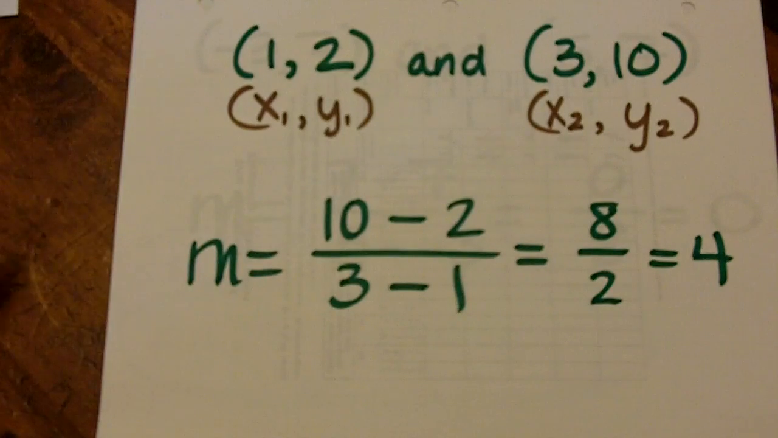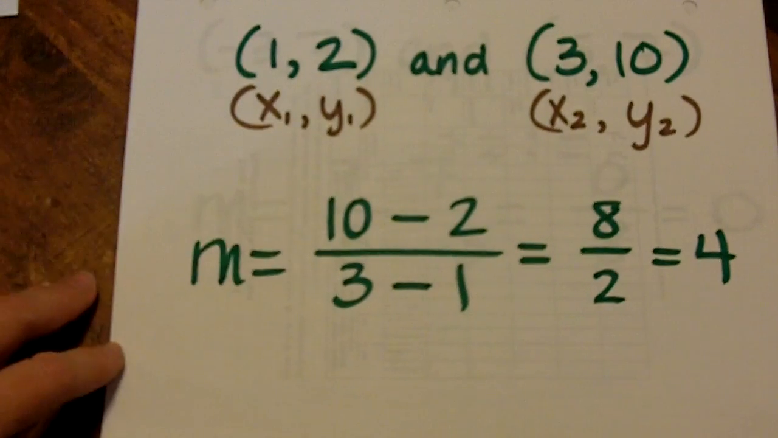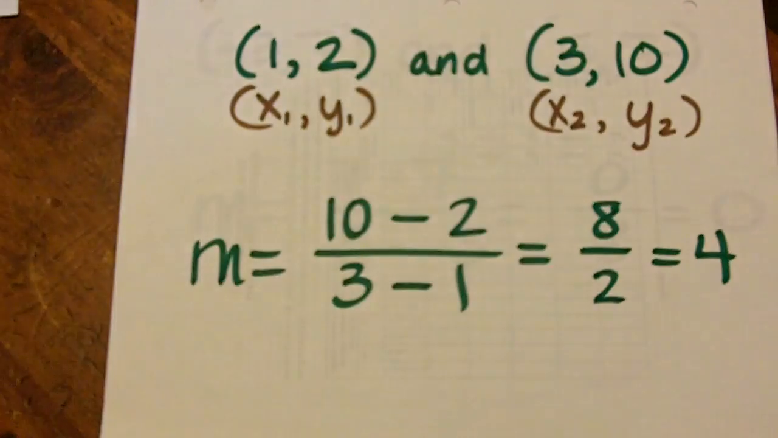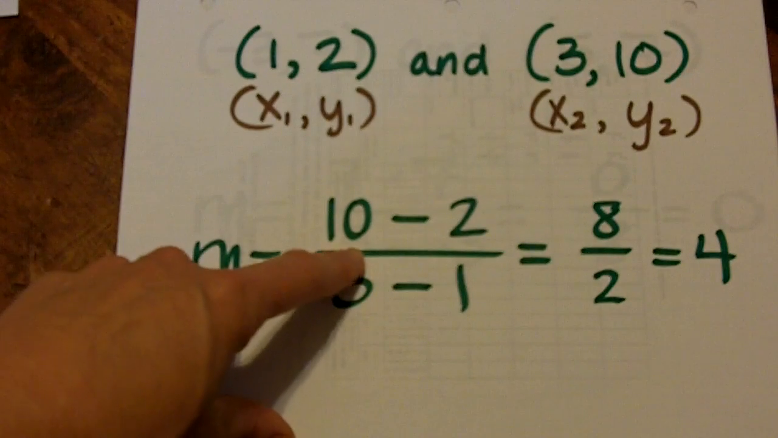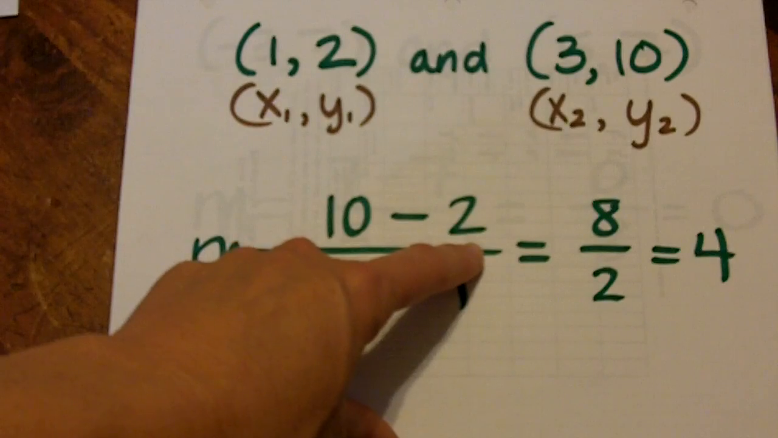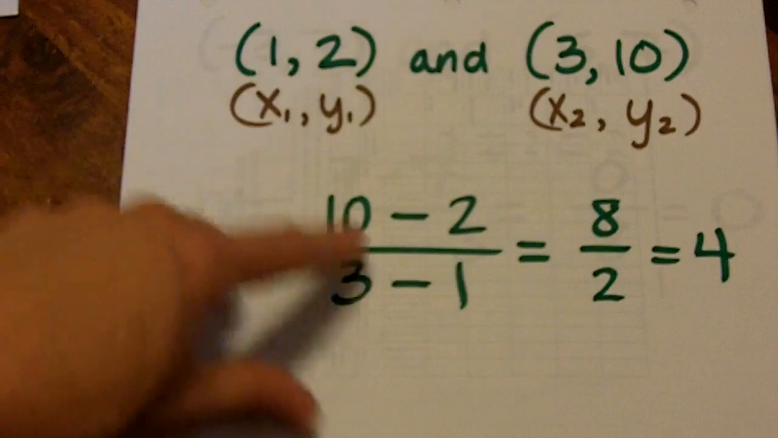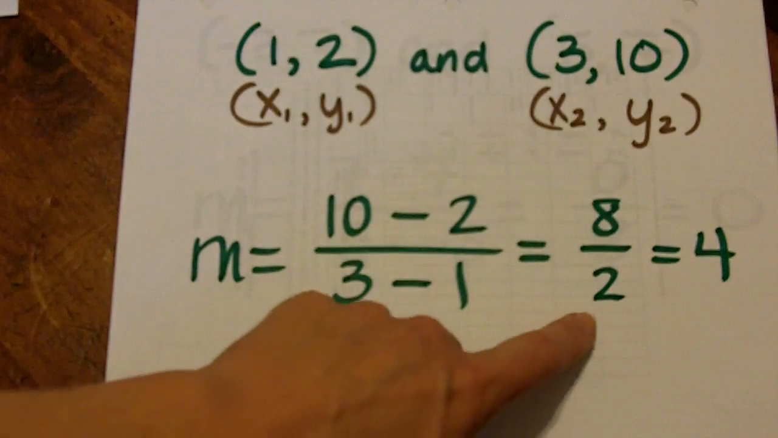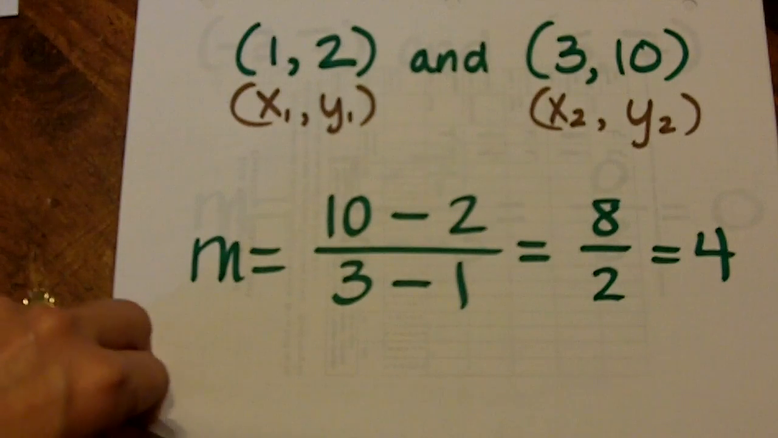Let's say you were given two ordered pairs, (1, 2) and (3, 10). You would say that your x1 is 1 and your y1 is 2. Your x2, or your second x point, is 3 and your second y point is 10. According to the formula, m equals y2, or 10, minus y1, which is 2. And then we divide that by x2, which is 3, minus x1, which is 1. 10 minus 2 is 8. 3 minus 1 is 2. It equals 4. So we have a slope of 4.